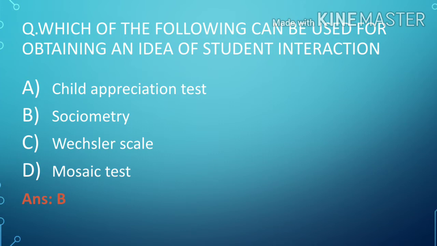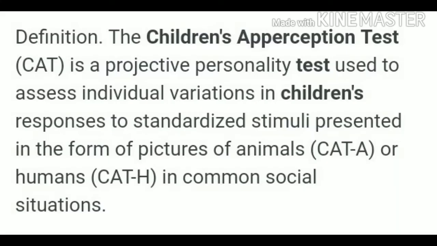Moving to our question, which of the following can be used for obtaining an idea of a student interaction? Options are option A, child appreciation test, option B, sociometry, option C, Wechsler scale, and option D, mosaic test. Here the answer is option B, sociometry. Let's have the discussion on these four options.